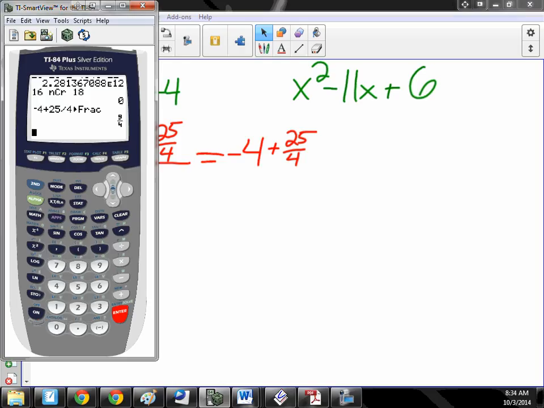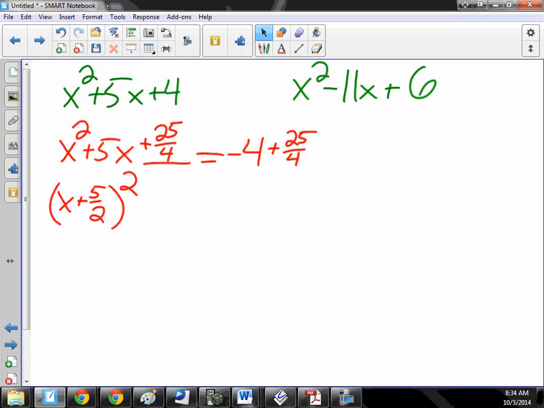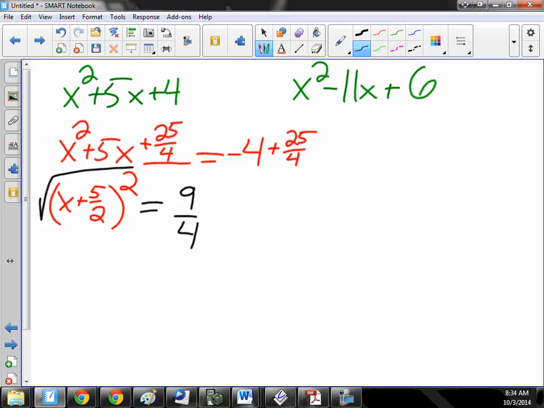So this is 9 fourths. Okay, anybody having trouble with getting that fraction with your calculator? Okay. So equals 9 over 4. And 9 over 4 is actually a really nice fraction when you take the square root. How come? They're both perfect squares. So when I square root, I'm going to square root the top and square root the bottom. And I get x plus 5 over 2 is equal to plus or minus 3 halves.